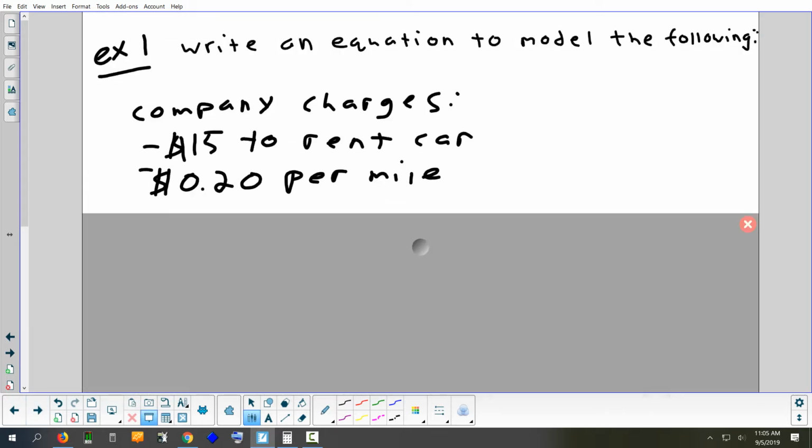All right, so our goal now is to come up with an equation for this situation. A company charges $15 to rent a car, and then 20 cents for every mile that you drive. Okay. So if you just reserve the car and you don't drive it, you're going to pay $15 just for reserving the car. And then if you drive it, 20 cents a mile. All right.